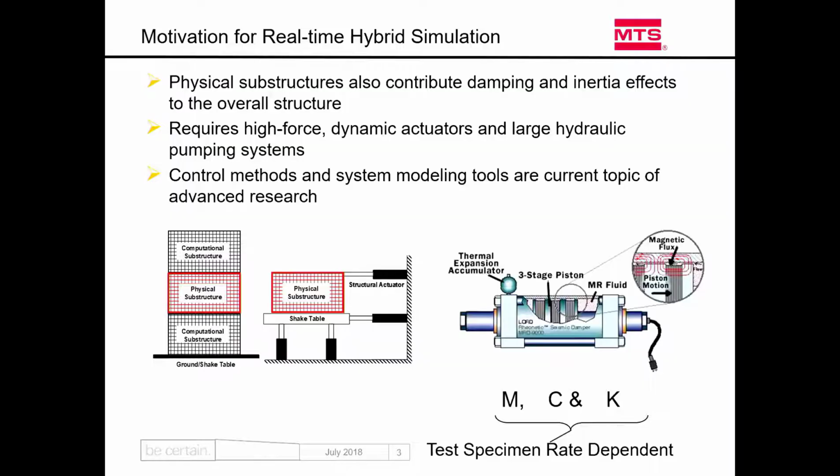The motivation, you already saw this page very briefly. When your testing article's behavior not only depends on the stiffness, but also depends on the mass, and it's significant mass that you cannot ignore, or it's this type of damping device, then you have to do the testing in real time. That's the real dynamic testing. You cannot artificially slow down your testing anymore, otherwise you don't get anything out of that.